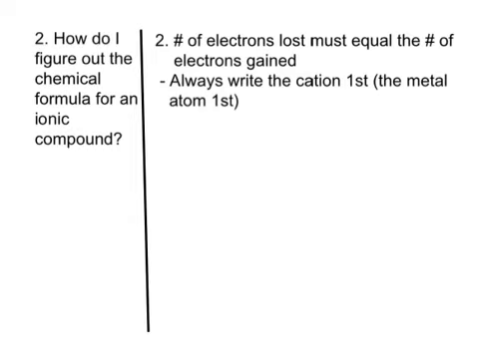You just crisscross. Now, when you're writing a formula, you always write the metal atom first. Okay? Always write the metal atom first. And then you write the non-metal atom.